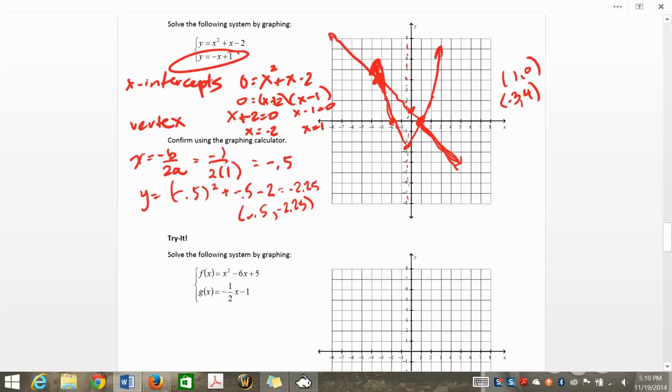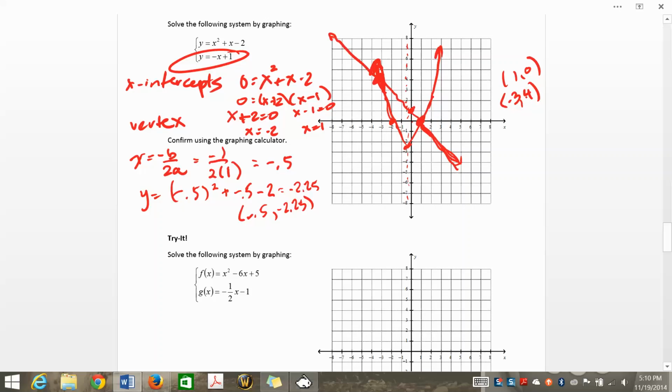Now, as you can see, my graphs are less than beautiful here, so graphing using technology is not a bad plan. But you can also double check both of these points by plugging them into both of the equations, so those both have to work. If I plug 1 in for x, I get 0 for y.